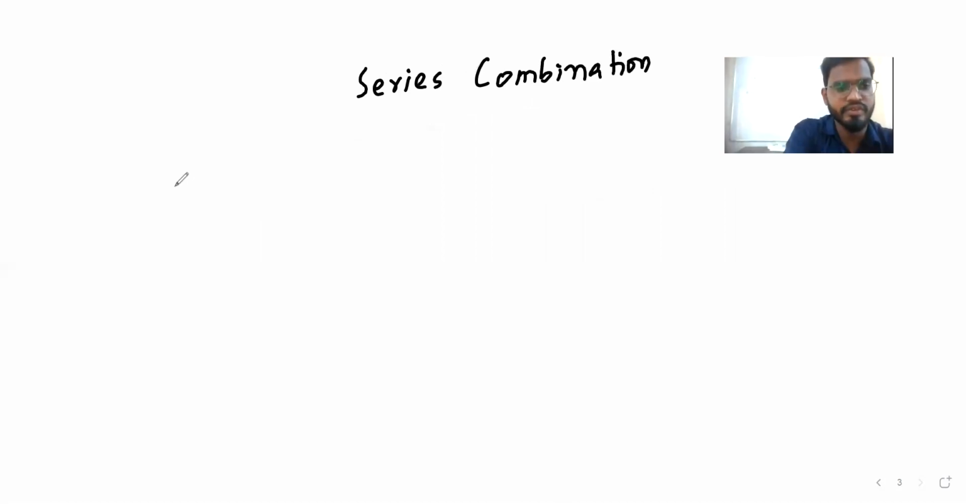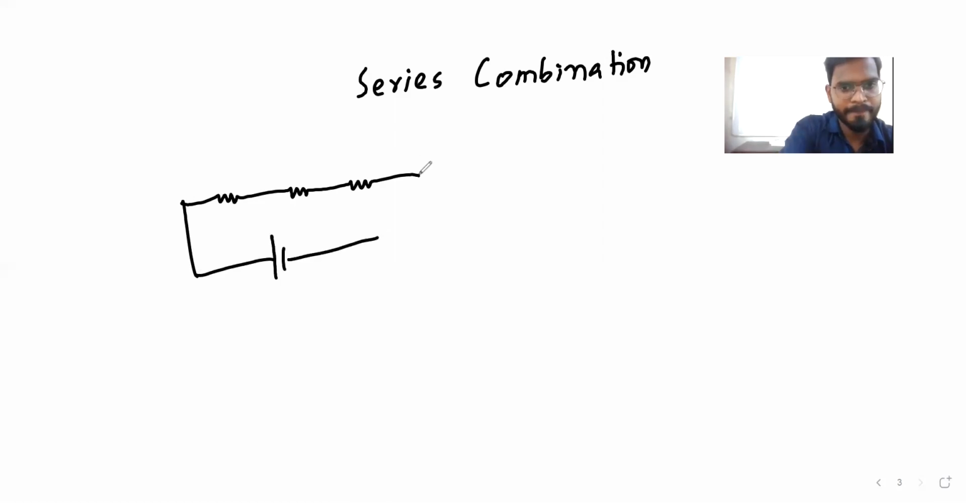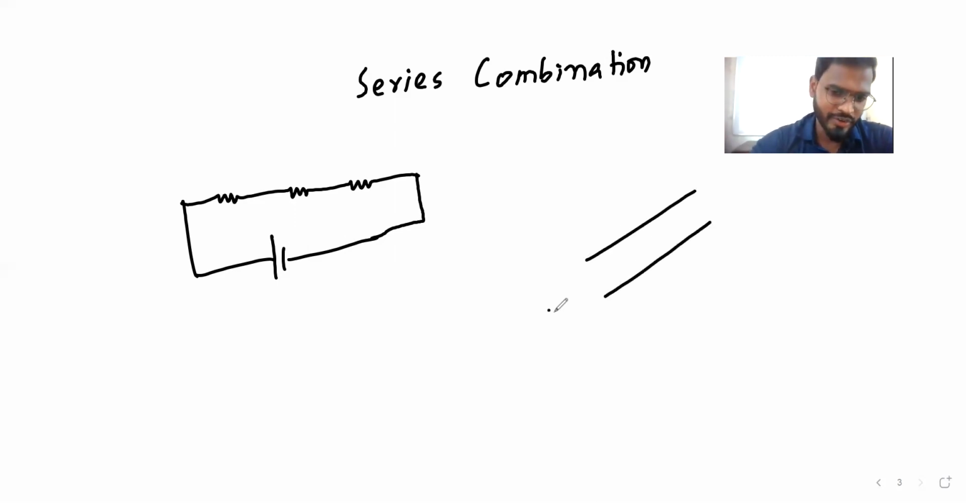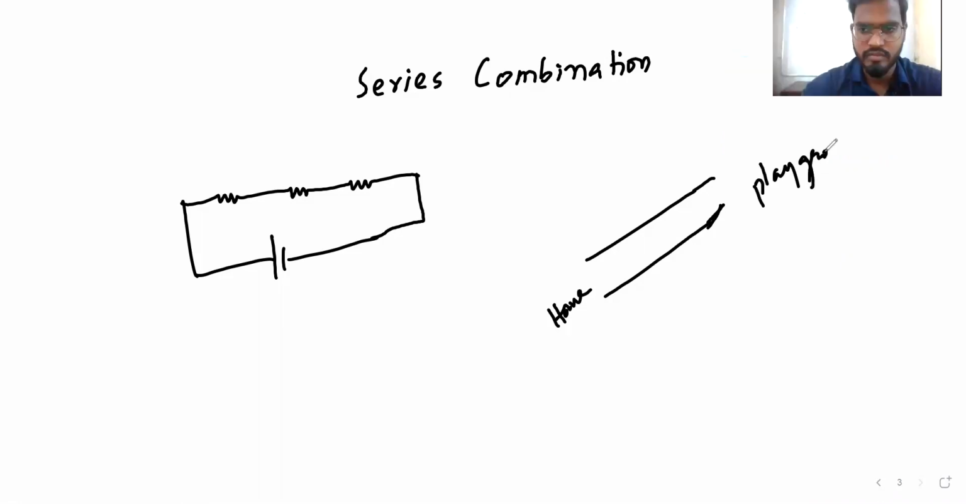So for the series combination, it'll look like this. Let's see an example. Suppose your home is here, and a playground is two kilometers away from your home.